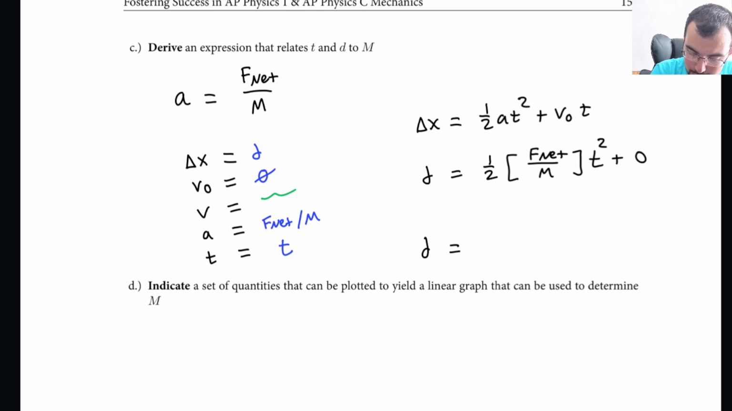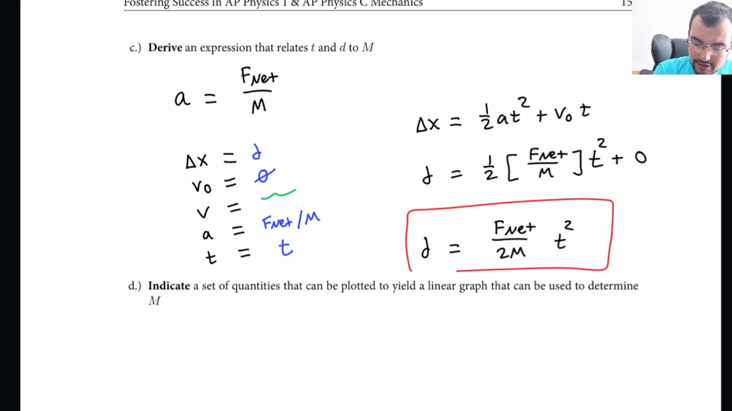So our derived expression, I think we'll move the 1/2 inside. d would be F net over 2m times t squared. Now we can check that this is valid, because for any of these best fit questions, we should have an equation that relates your x and y variables in your table, so something with a d and a t in it. And also, you should have the unknown quantity and everything else should be constants. So again, remember, we do know F net.